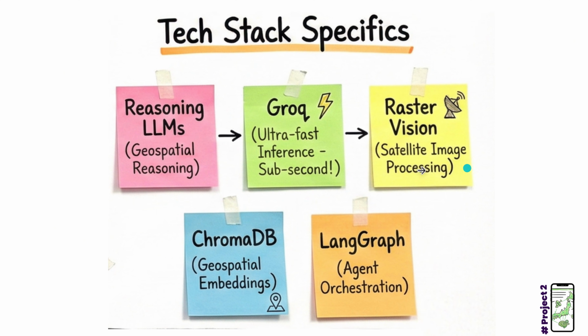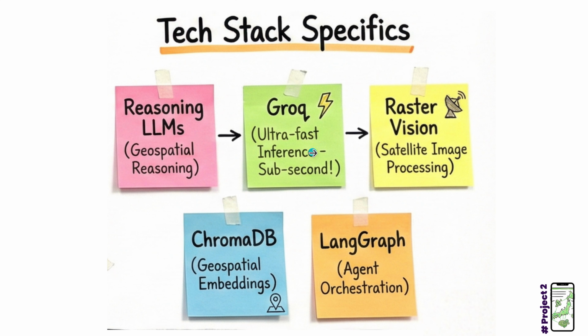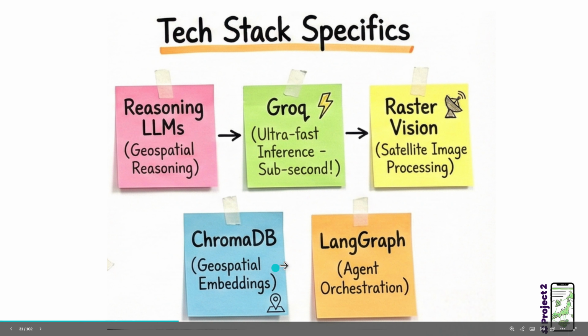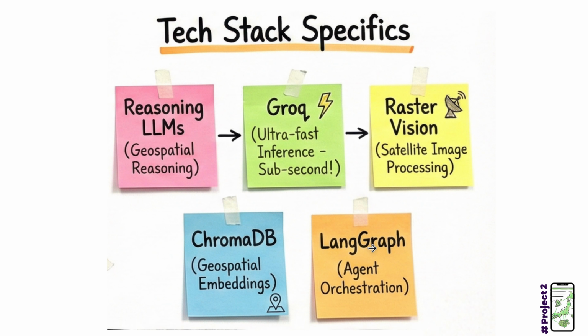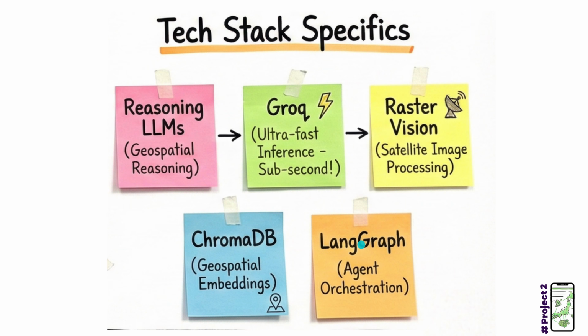For a tech stack, we always need reasoning LLMs. We need some platform like Groq. We need raster vision for satellite imaging. ChromaDB, of course, for our geospatial embeddings, and LangGraph or any kind of framework. It could be PydanticAI. I teach all of that. All of them are completely suitable for this problem. And then you build your multi-agent system.